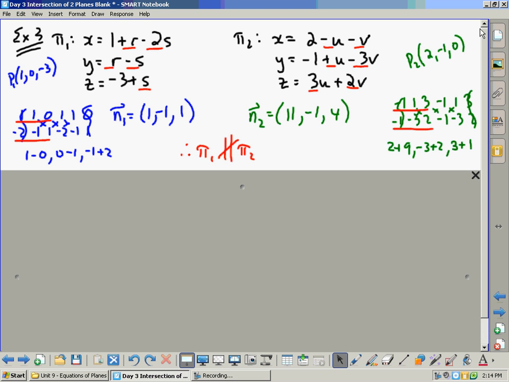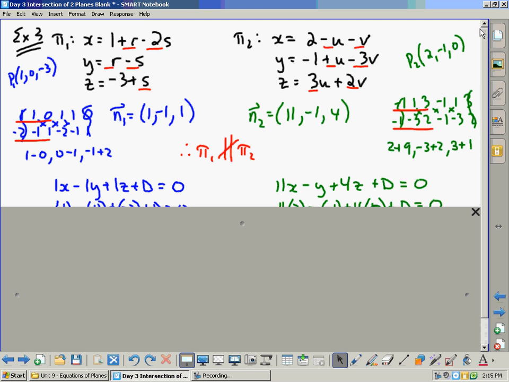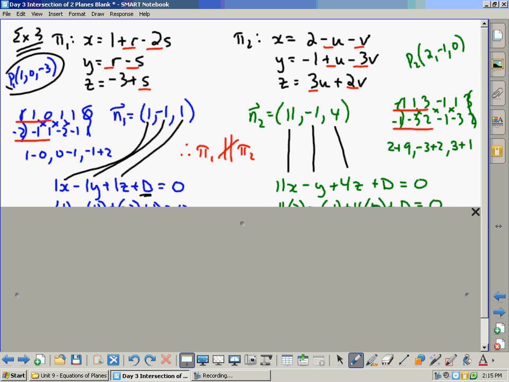Next, we got to figure out what the scalar equation is. So remember, since we have the normals, we can write each of them using these normals. So you see the 1 becomes 1x, the -1 becomes -1y, and the 1 becomes z plus something equals 0. And then for the other equation, we've got 11x, -1y, and 4z plus something equals 0. How do we get that something? Remember, we plug in the points. And right at the top, you'll see that the point was 1, 0, -3.